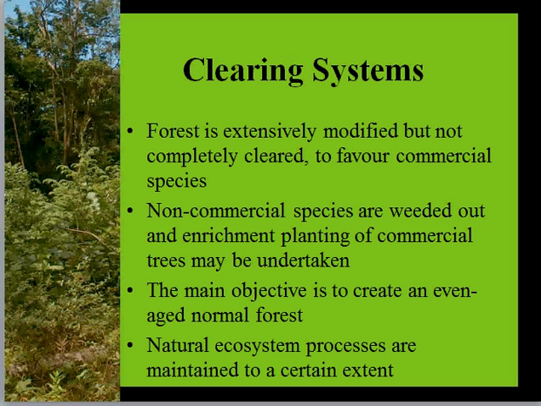Non-commercial timber species are weeded out, and enrichment planting of commercial trees is often undertaken in clearing systems. The main objective of these clearing systems is to create an even-aged, normal or ideal forest to produce maximum numbers of timber, but to save money in establishing and managing those forests.